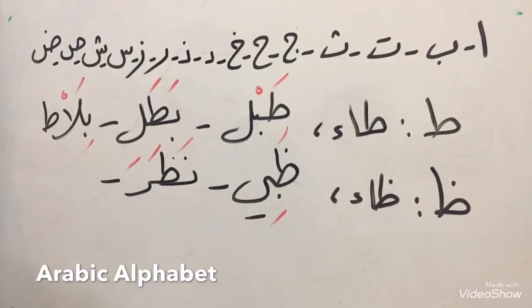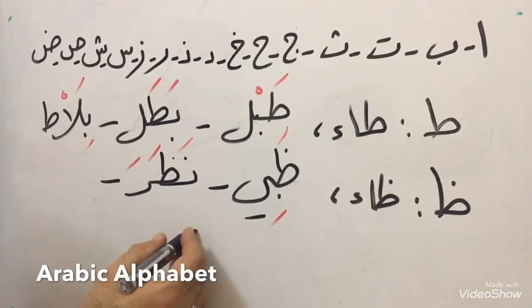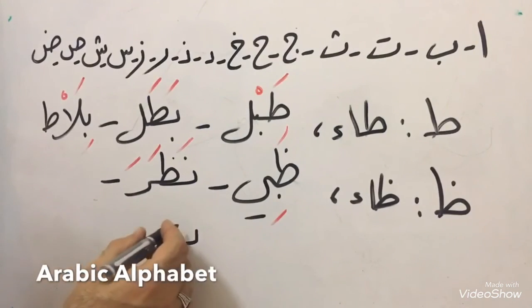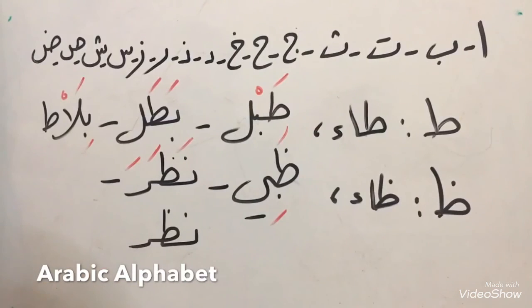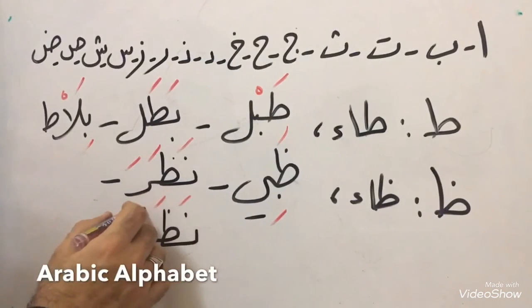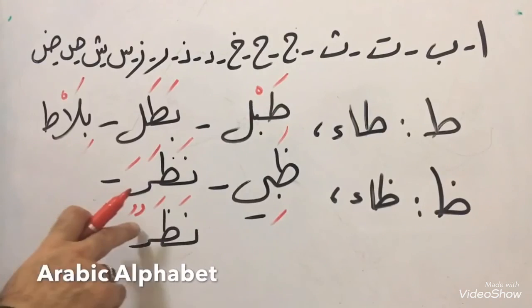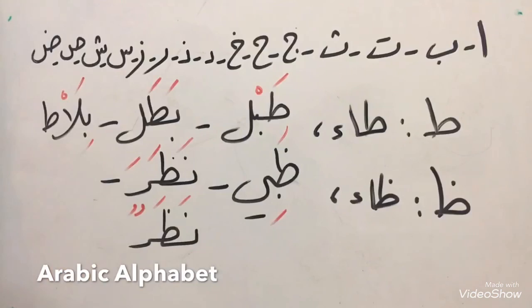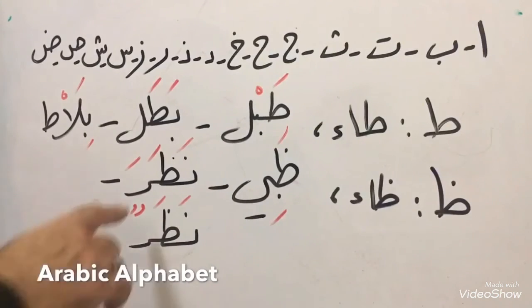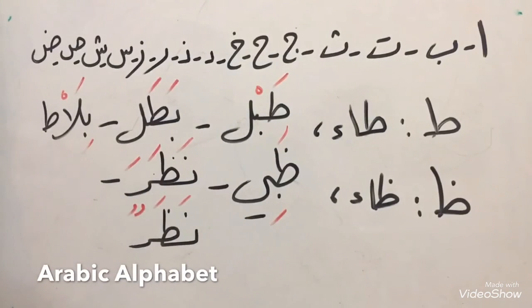Or it is نظر. So نظر. This is تنوين ضم, on ضمة. نظر is the noun. نظر is the verb, the verb in the past. So نظر, sight, رؤية.